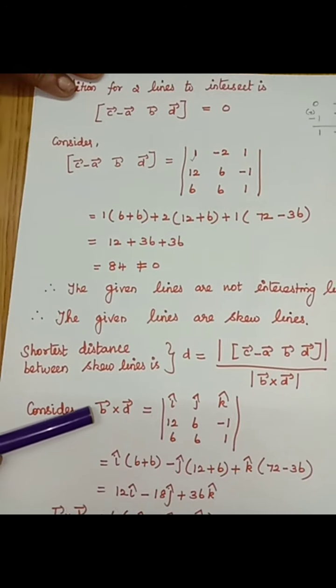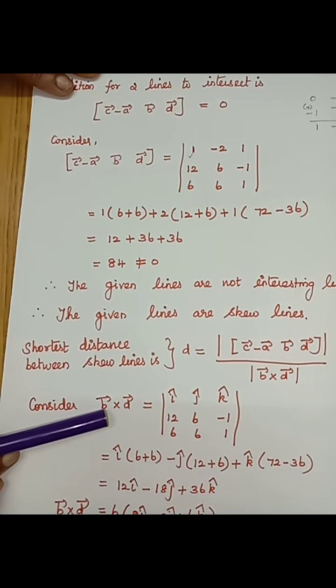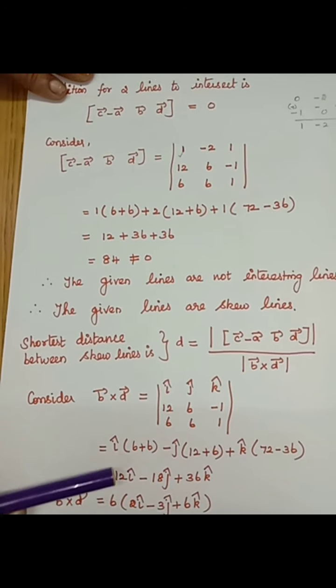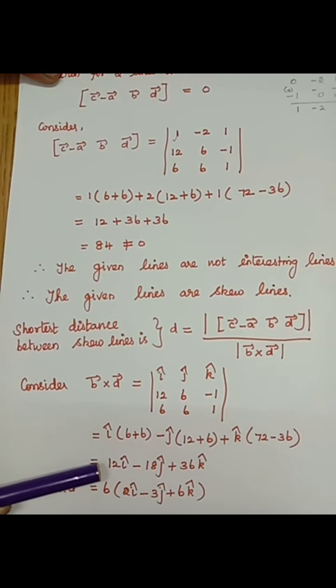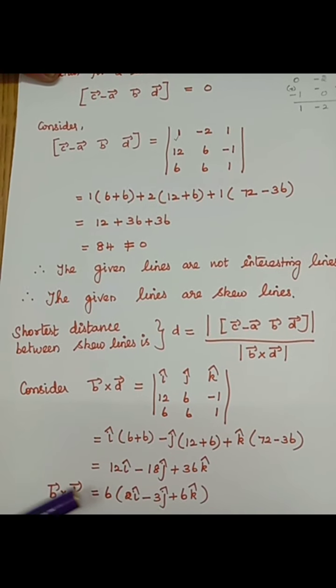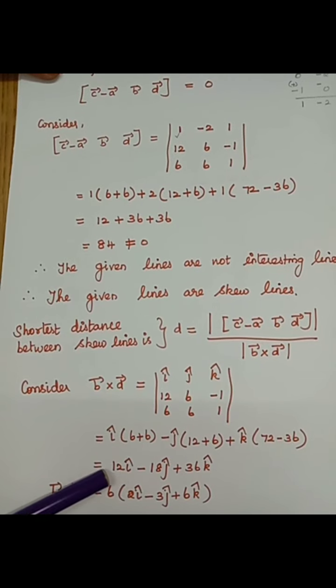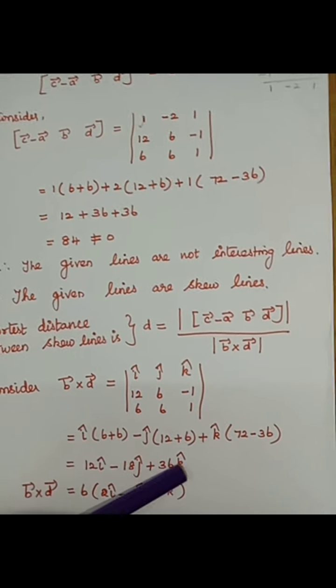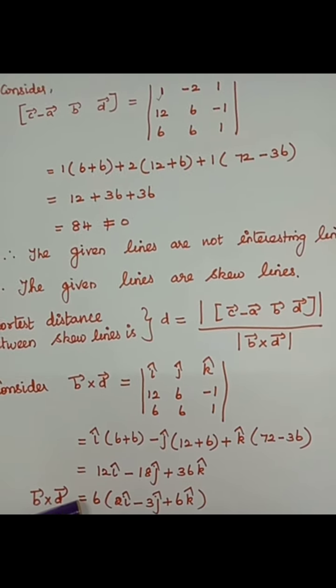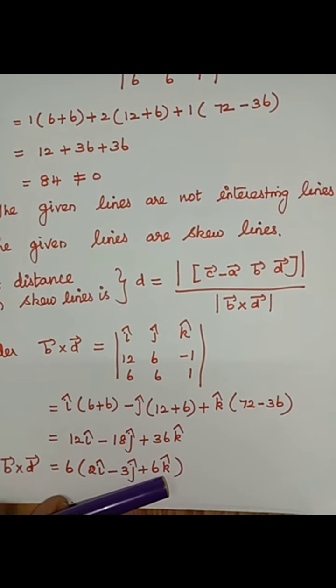For that, first you have to consider B vector cross D vector. You know how to evaluate the cross product. While you are evaluating, you will get the answer as 12 i cap minus 18 j cap plus 36 k cap. So you have to find the modulus. Before that, what is the common number here? 6 is common, so we can take it out. So here 2 i cap minus 3 j cap plus 6 k cap.